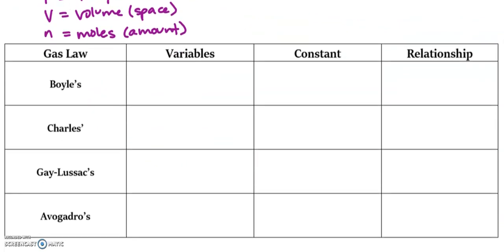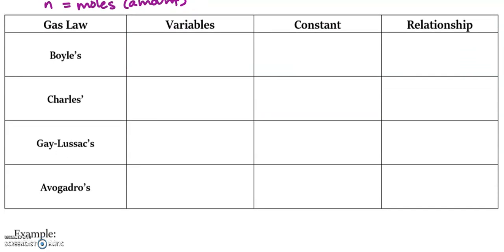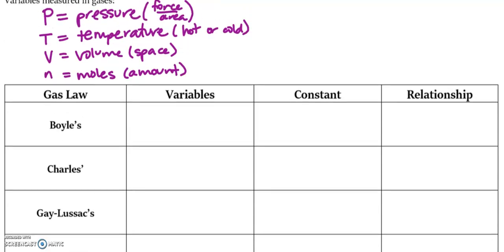So there are four what we call individual gas laws that show relationships between two variables at a time. So you're going to need to know which variables go with which gas law. The other ones are constant. Of the four, two are going to be variables, meaning change. Variable means change. And two of them are going to be constant. The other two will stay the same. And then by relationship, I mean, will it be direct or inverse?